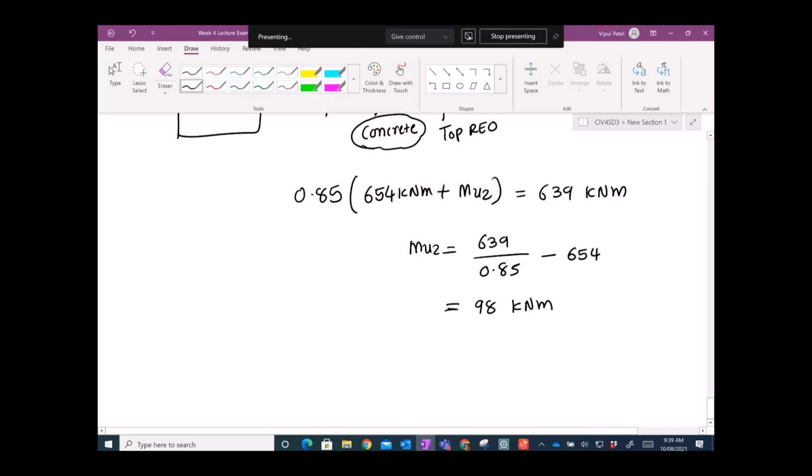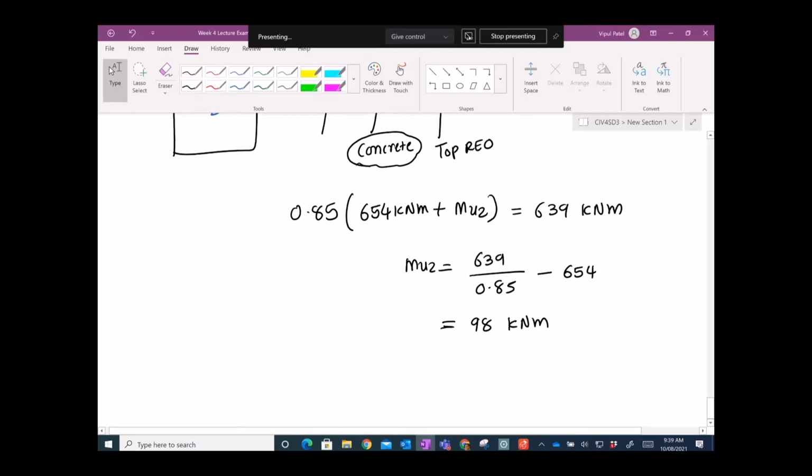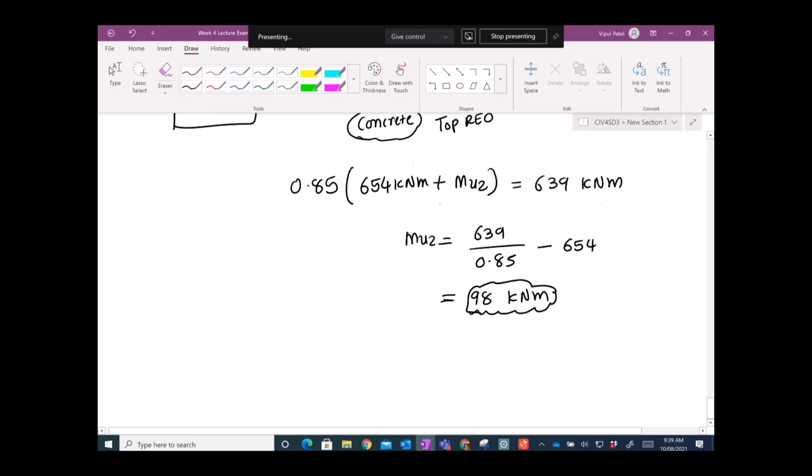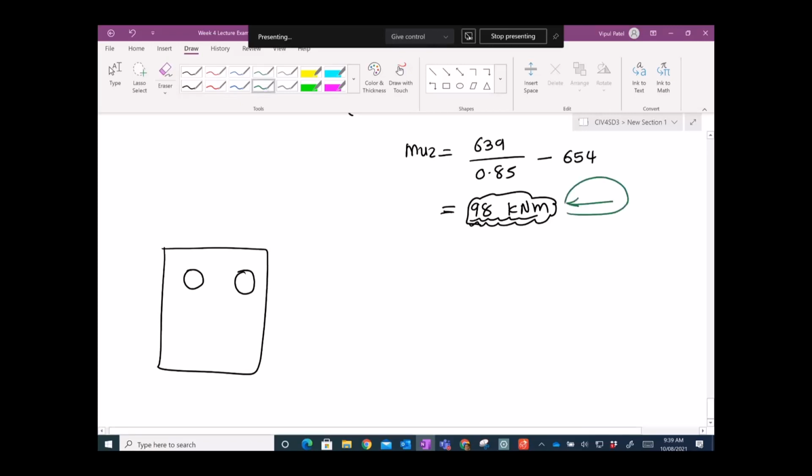So what happens here is that the top reo is going to carry 98 kilonewton meters. We need to put the reo in here, which has a capacity of 98 kilonewton meters. So how much reinforcement is required at the top that will be enough to carry 98 kilonewton meters? Sounds good, there is no issue.